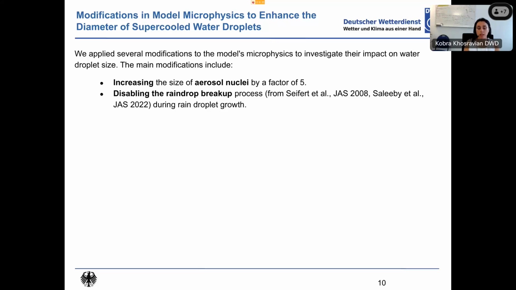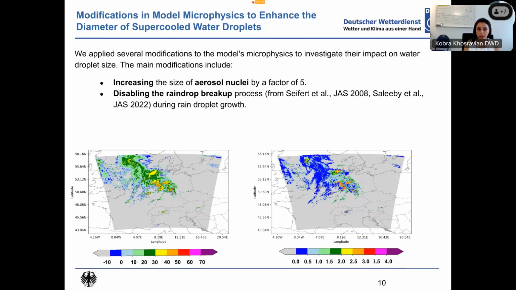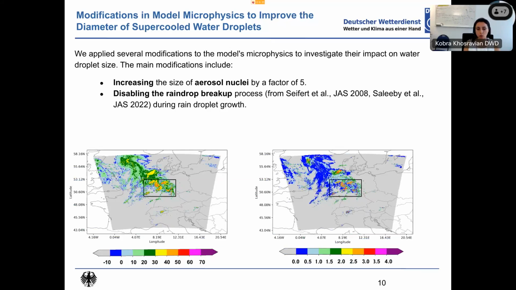And then there is also a procedure called the breakup process in raindrop growth, and we turned it off. It's a process that in some part says that the raindrops should not increase at the same speed as the very small rains. So we just turned it off to make the raindrops even bigger. And then we ran our model and our algorithm again. And so again, I zoom in on this area as before.